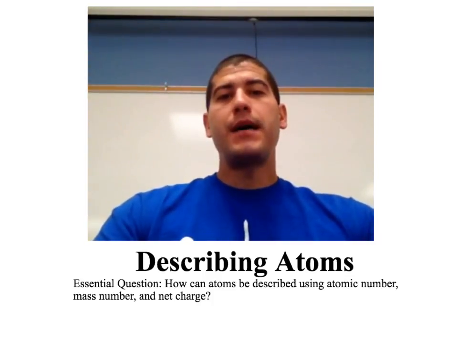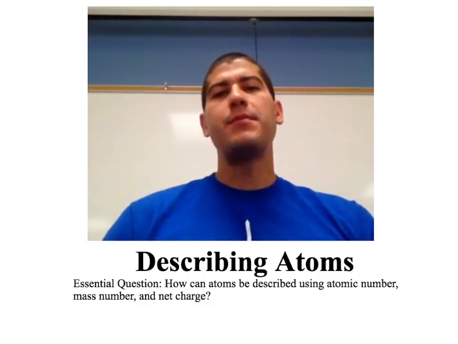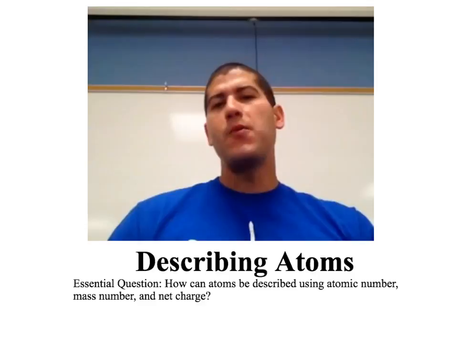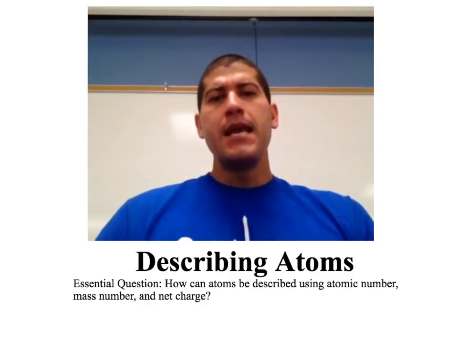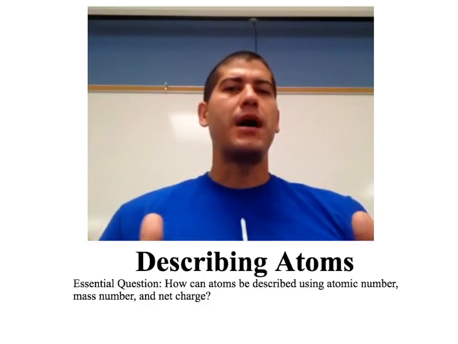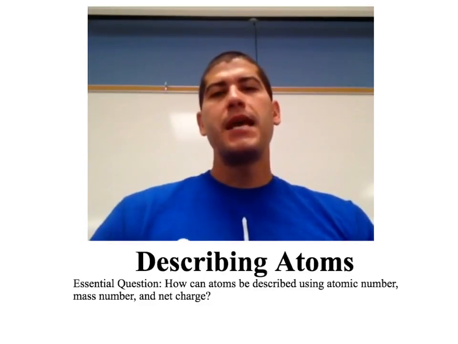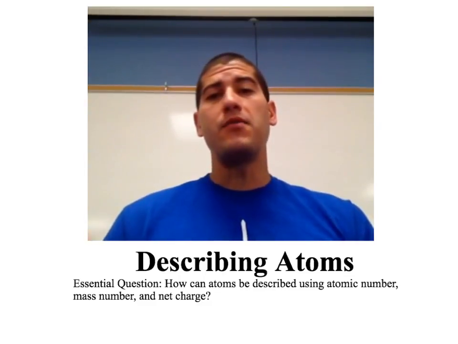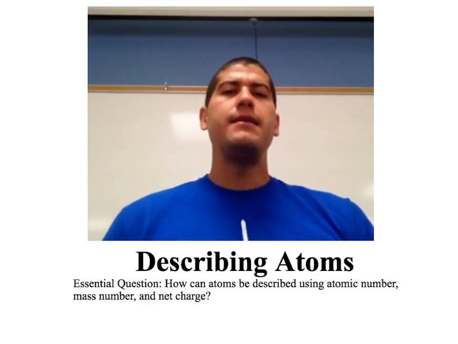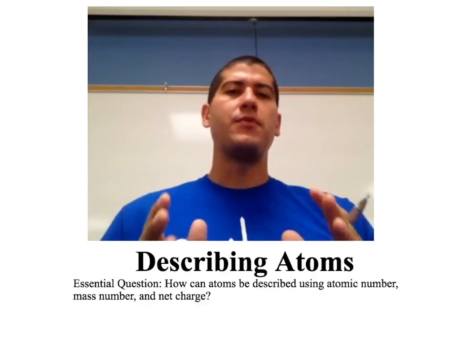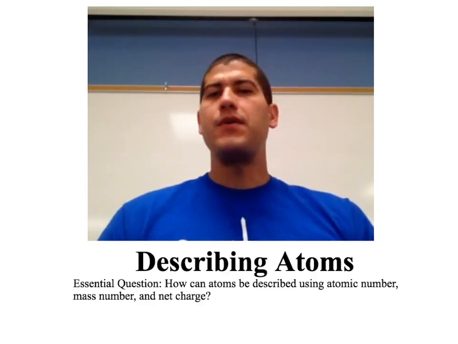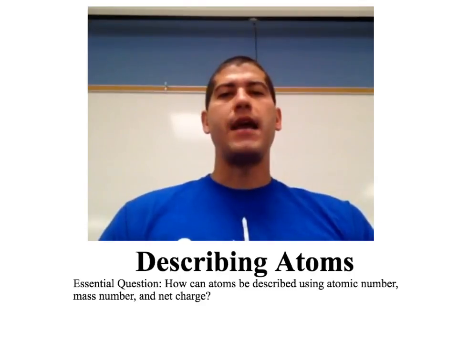Last time we talked about atomic structure and subatomic particles. Today what I'd like to do is talk about how we can describe atoms. If I was asked to describe one of my kids, one of my sons or daughters, I would probably use their hair color and eye color, maybe their height or weight, and probably their personality. In the same way, we can describe atoms in 3 different ways, by talking about their atomic number, their atomic mass, and their net charge.